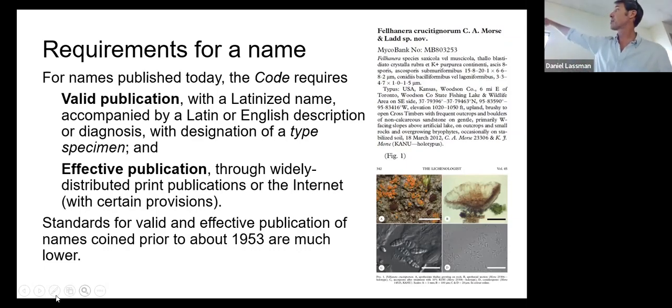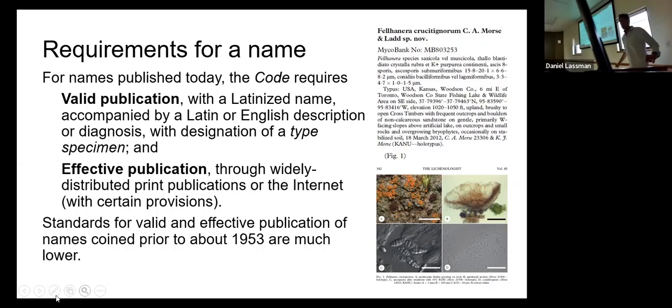So here's a description that I published some years ago of a lichen called Phaeophyscia crucitignorum. Crucitignorum is a made up word that a good Latinist at KU helped me with. Cruci means cross, tignus means timber. It's a species that I found in the cross timbers of Oklahoma. So we called it crucitignorum, genitive of the cross timbers. And a friend of mine and I published it.